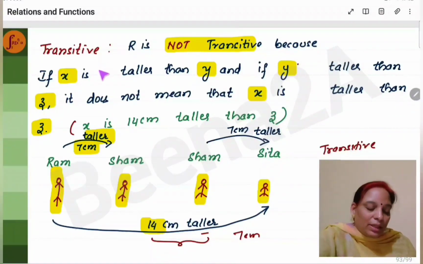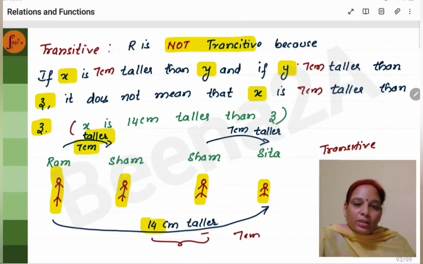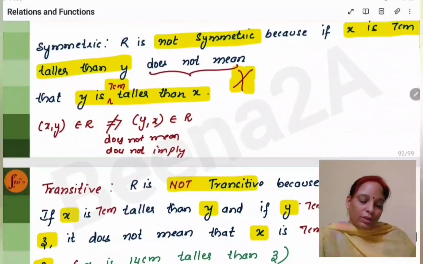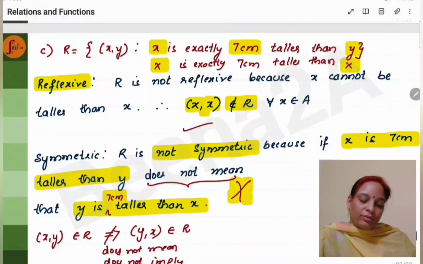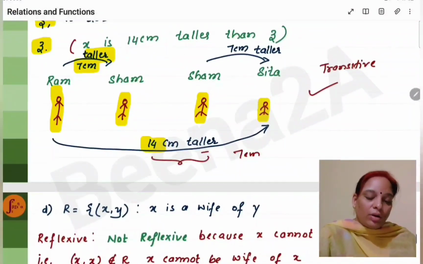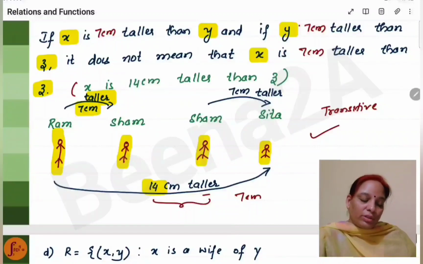So the 7 centimeter is what is making a difference in the question. Since there is 7 centimeter, this is becoming not transitive. If it was simply taller without any number, then it would have been transitive. Now, in this case, it is not transitive. So this relation is neither reflexive, nor symmetric, nor transitive, right? Not reflexive, not transitive, and not symmetric. None of them.